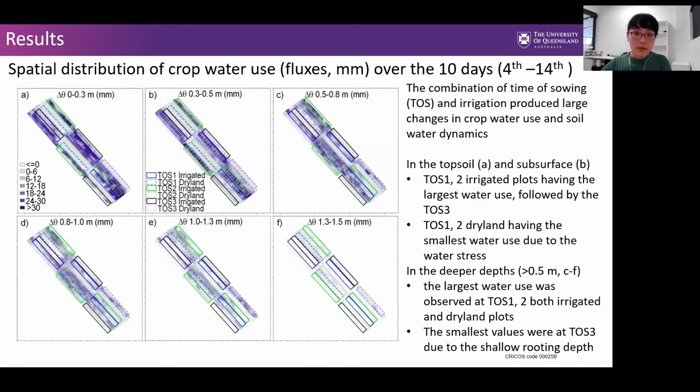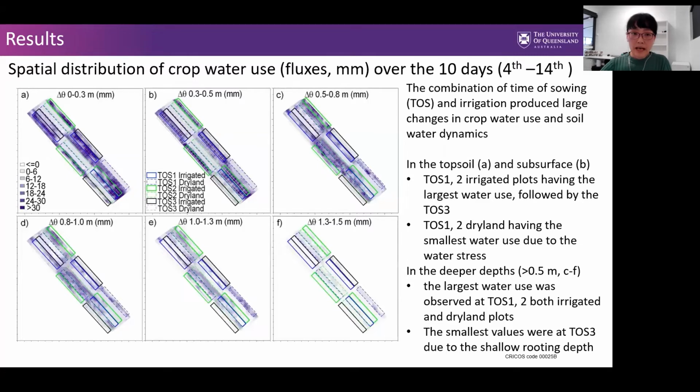For example, at the top 0.8 meter soil layers, the largest crop water use was observed at the TOS1 and TOS2 irrigated treatments, due to the large crop water demand and large water availability. And the next largest crop water use was observed at the TOS3 treatment, due to the small crop water demand. And in comparison, the smallest crop water use was observed at the TOS1 and TOS2 dryland treatments due to the water stress. And the same conclusions could be derived at all the three replicates.